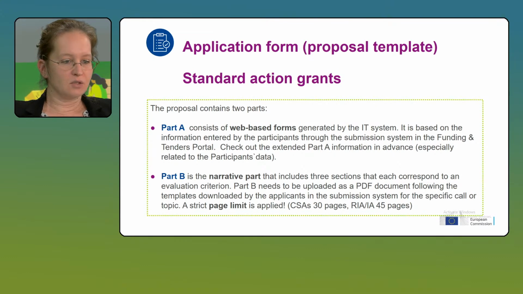In the standard action grant, so an actual cost grant, there are 2 parts. Part A consists of web-based forms, which are generated in the Funding and Tenders portal by the IT submission system. This is meant to contain information on all the participants, so not just the entities, but also the people who will be involved in the project itself. This is generated automatically once you have submitted the information via the IT system.